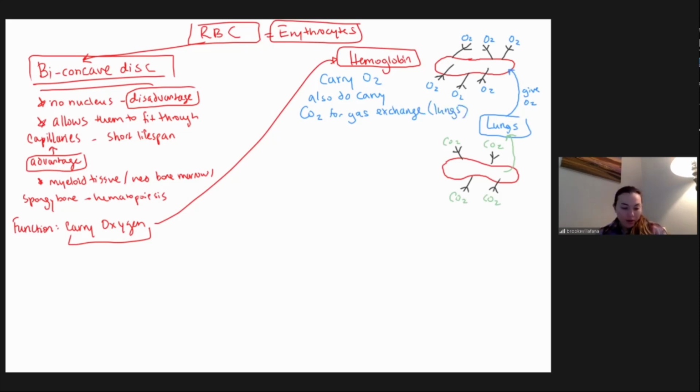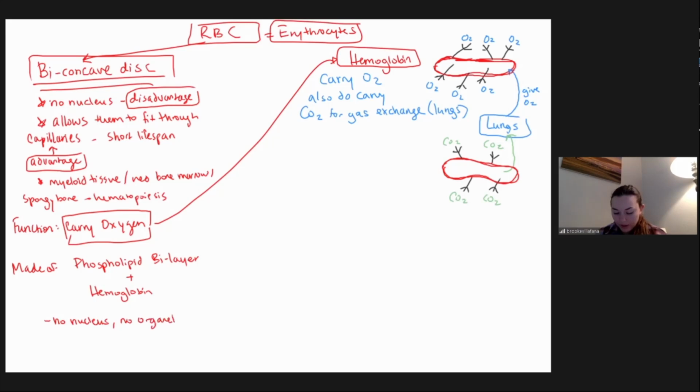Back real quick to the makeup of the red blood cell. What is the red blood cell made of? It is made of a phospholipid bilayer and hemoglobin, and that's what I tried to draw here. This would be my phospholipid bilayer up here, and then I showed you the hemoglobin. Does that make sense? There is no nucleus, and therefore there are no organelles. There's nothing else in that red blood cell other than a phospholipid bilayer and hemoglobin.